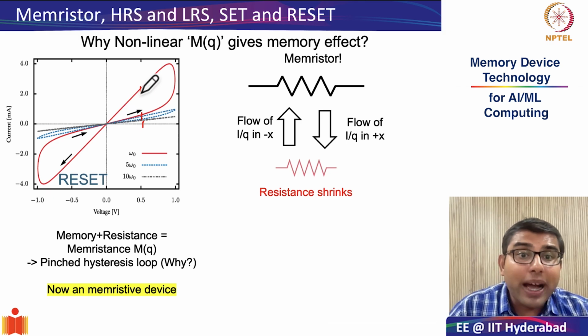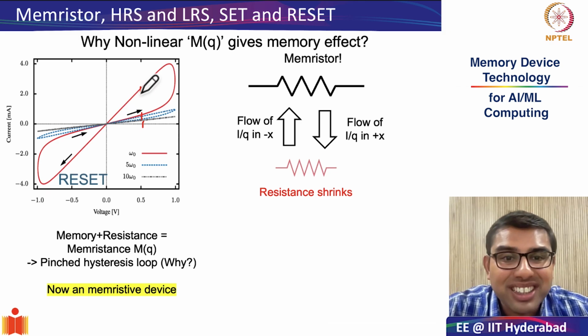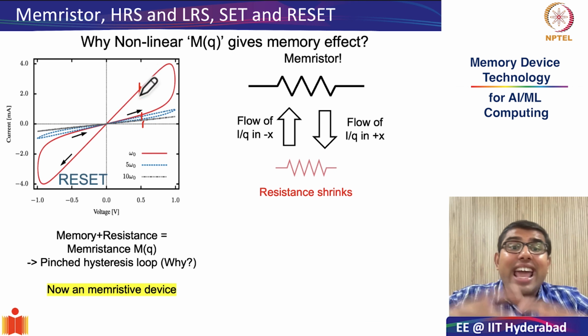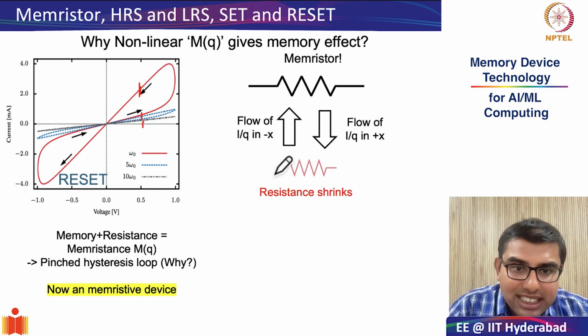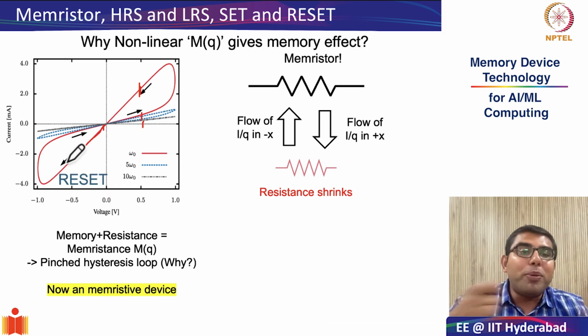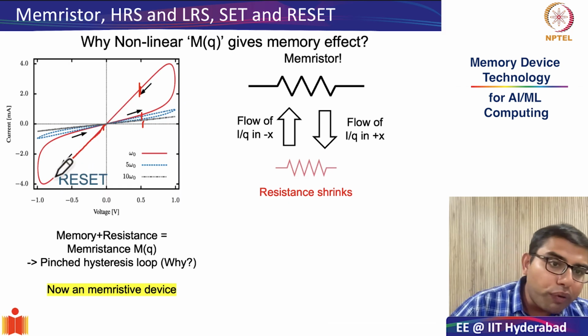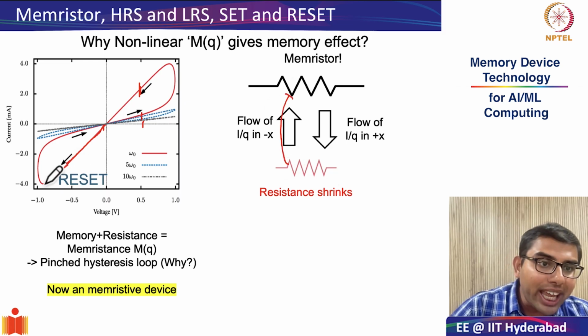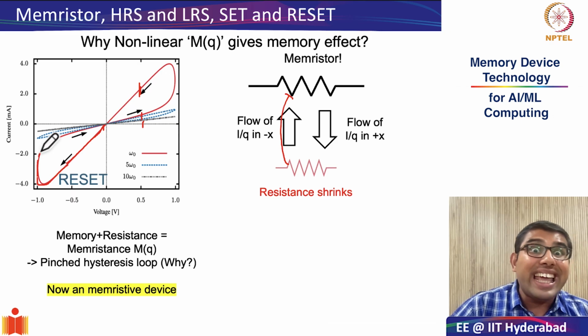How do you revert this back? You flow the current in the opposite direction. Now you are in an expanded pipe, or shrunk resistance state. So what do you do? You flow current in the opposite direction. And as you flow current in the opposite direction, you see dynamically that the resistance of the memristor is increasing.